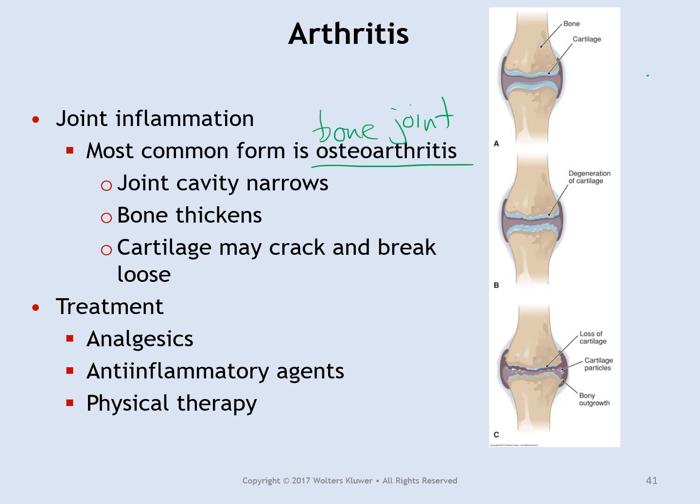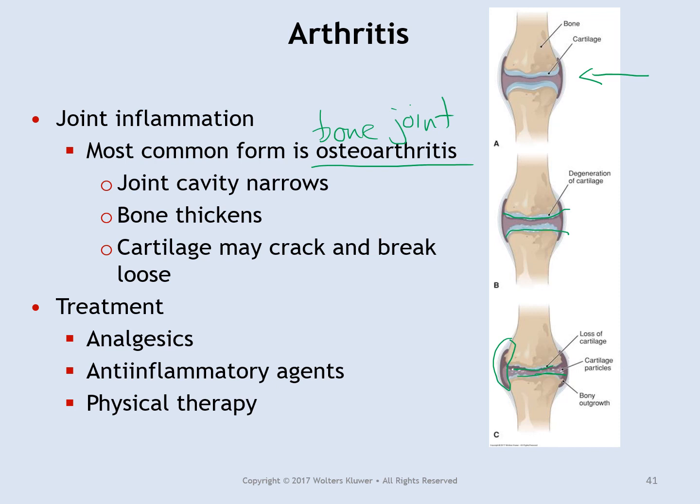Here's our nice, normal, healthy joint up here. And then you can see as our patient progresses into osteoarthritis, the cartilage on either end of the bone starts to wear away. And then this leads to inflammation of the synovial membrane. And then eventually you get bone rubbing on bone. And that's where the pain of arthritis comes from.